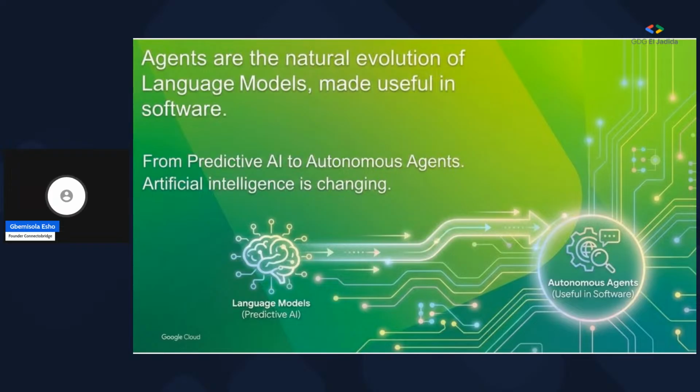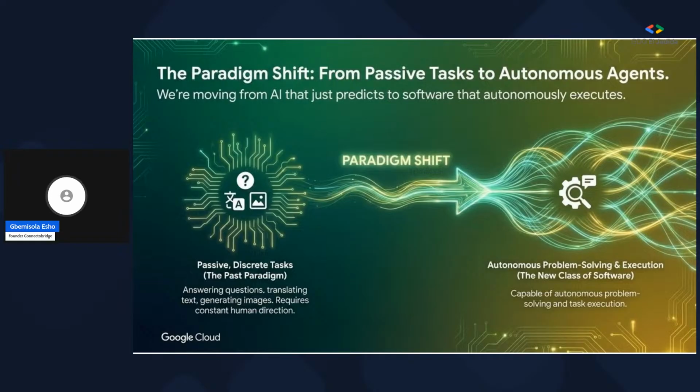Artificial intelligence is changing, and the paradigm shift from passive tasks to autonomous agents is what we're seeing now, as against when you just put in a prompt to create slides, or when we're using the LLM like a search engine. But right now, artificial intelligence has gone beyond that. We're moving from AI that just predicts to software that can autonomously execute.